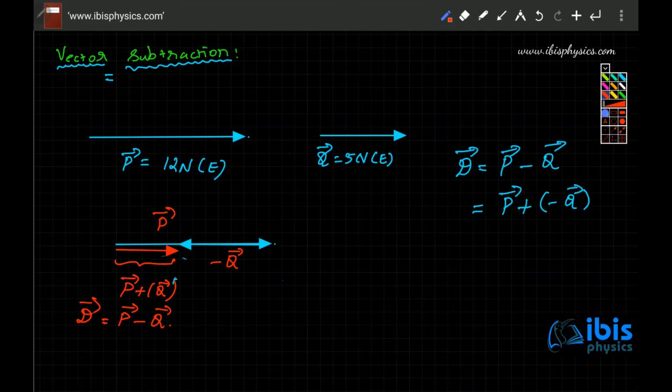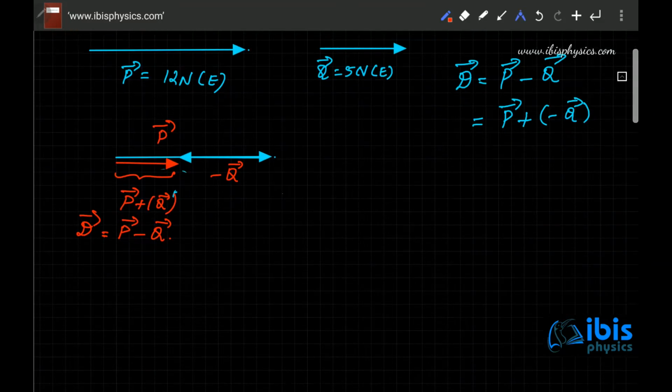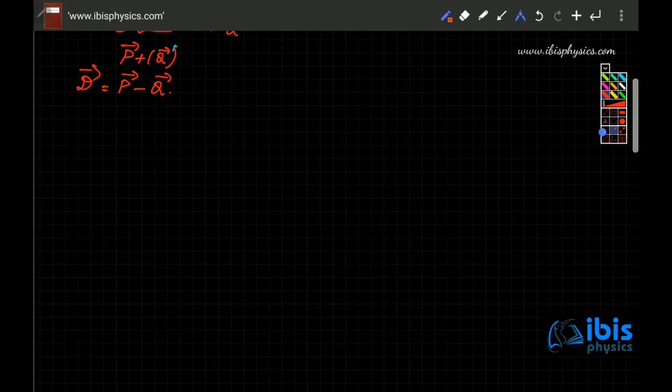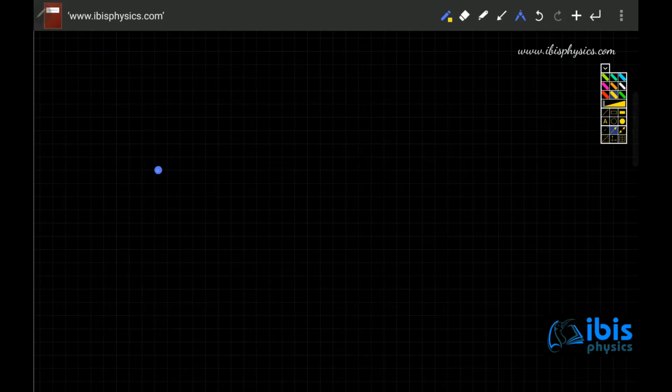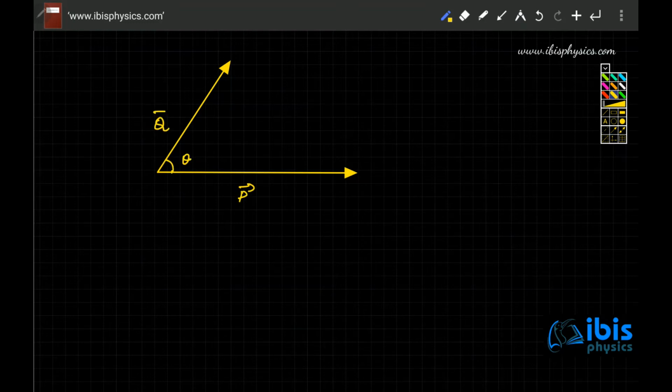In the last video we had seen the parallelogram law of vectors, where we found the effect of two vectors. Let's take this example, it's a very important one. We are going to apply the same. If this is p vector and this is q vector, and the angle between these two vectors is theta, then r vector can be found like this.